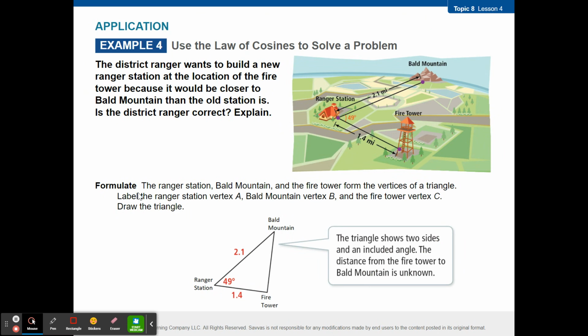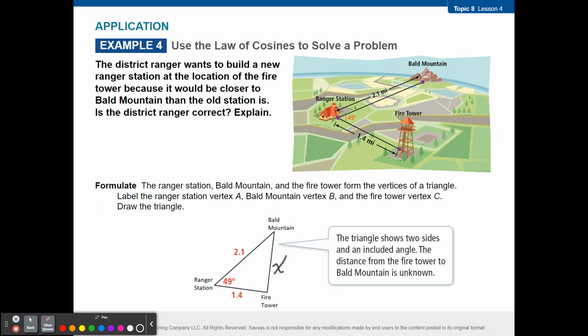All right, so it says the district ranger wants to build a new ranger station at the location of the fire tower because it would be closer to Bald Mountain than the old station is. Is the district ranger correct? Explain. So if we take a look here, I just kind of took this picture and I created that new path and they want us to find this. So I'm going to just label it X.